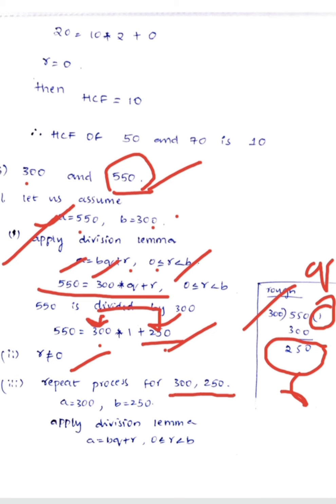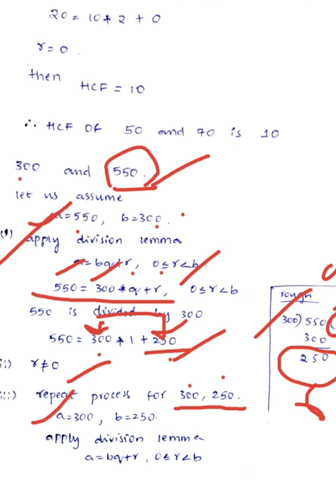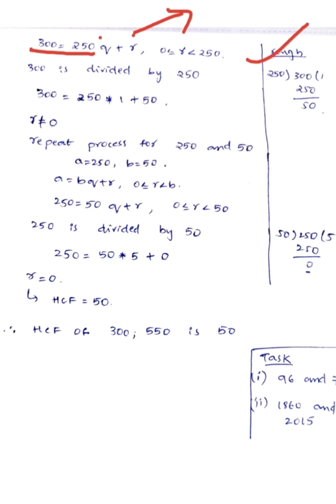Now assume the new values of a and b as 300 and 250 and solve the problem as it is. Among 300 and 250, 300 is the greatest. So assume a as 300 and b as 250. Now apply the division lemma again. The equation is like this: 300 equal to 250 into q plus r. To get the values of q and r, you need to divide 300 by 250. I got q value as 1 and r value as 50. So replace these q and r values in the equation. The new equation is 300 equal to 250 into 1 plus 50.